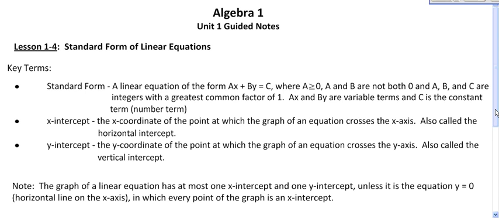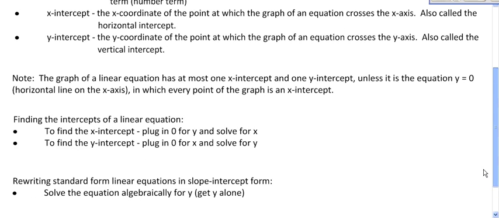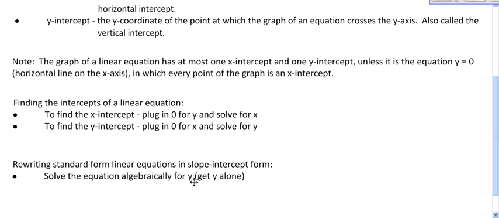What you're going to do today is take equations in standard form and convert them to slope-intercept form. Remember, slope-intercept form is when y is alone. When y is alone, we can determine m and b. M is our slope, b is our intercept. Slope-intercept form is y equals mx plus b.